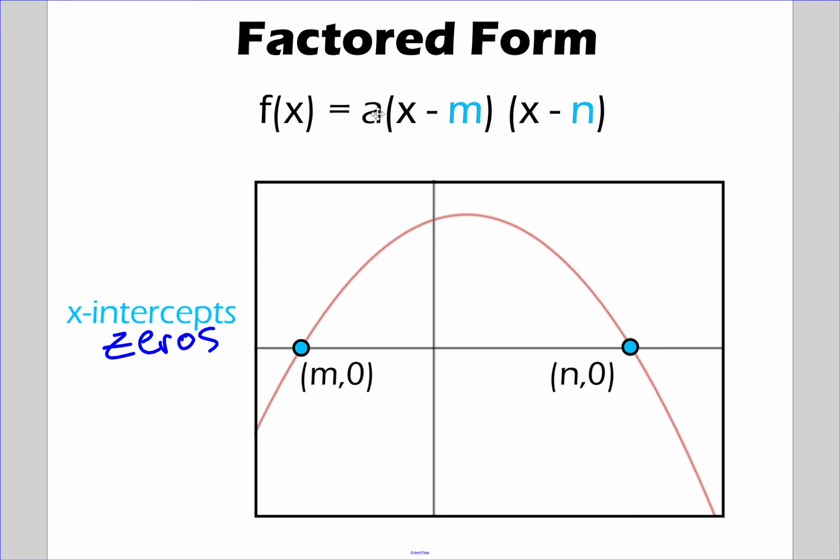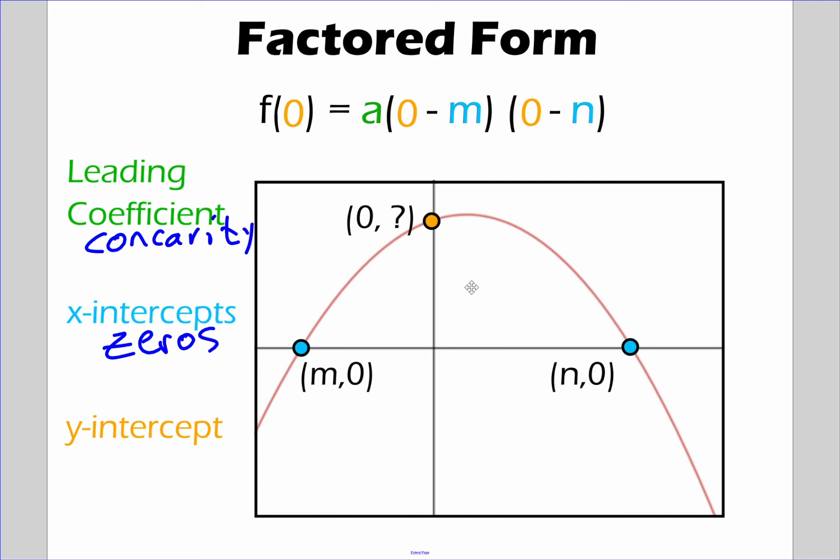The other thing that should stand out is the leading coefficient, and this is one of those things that stays the same across all the different forms of the quadratic function. What's the main thing? It tells us the concavity of a function. It also helps with factoring and all that. And what's the other thing? Well, the y-intercept. It's not right there, but by plugging in 0, we can see that multiplying a times n times m, whatever those are, multiplying those three numbers together gives us the value of the y-intercept. So that's not too bad.